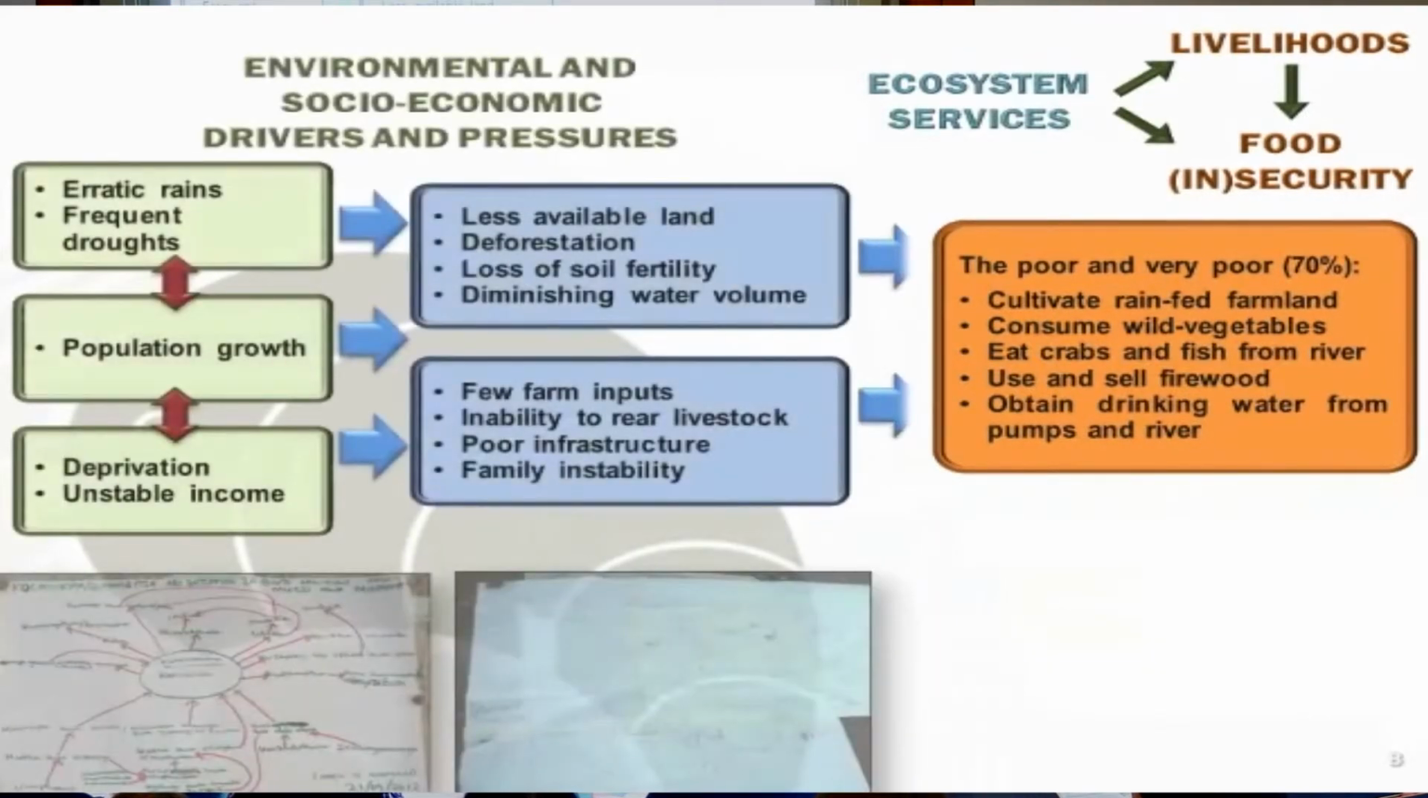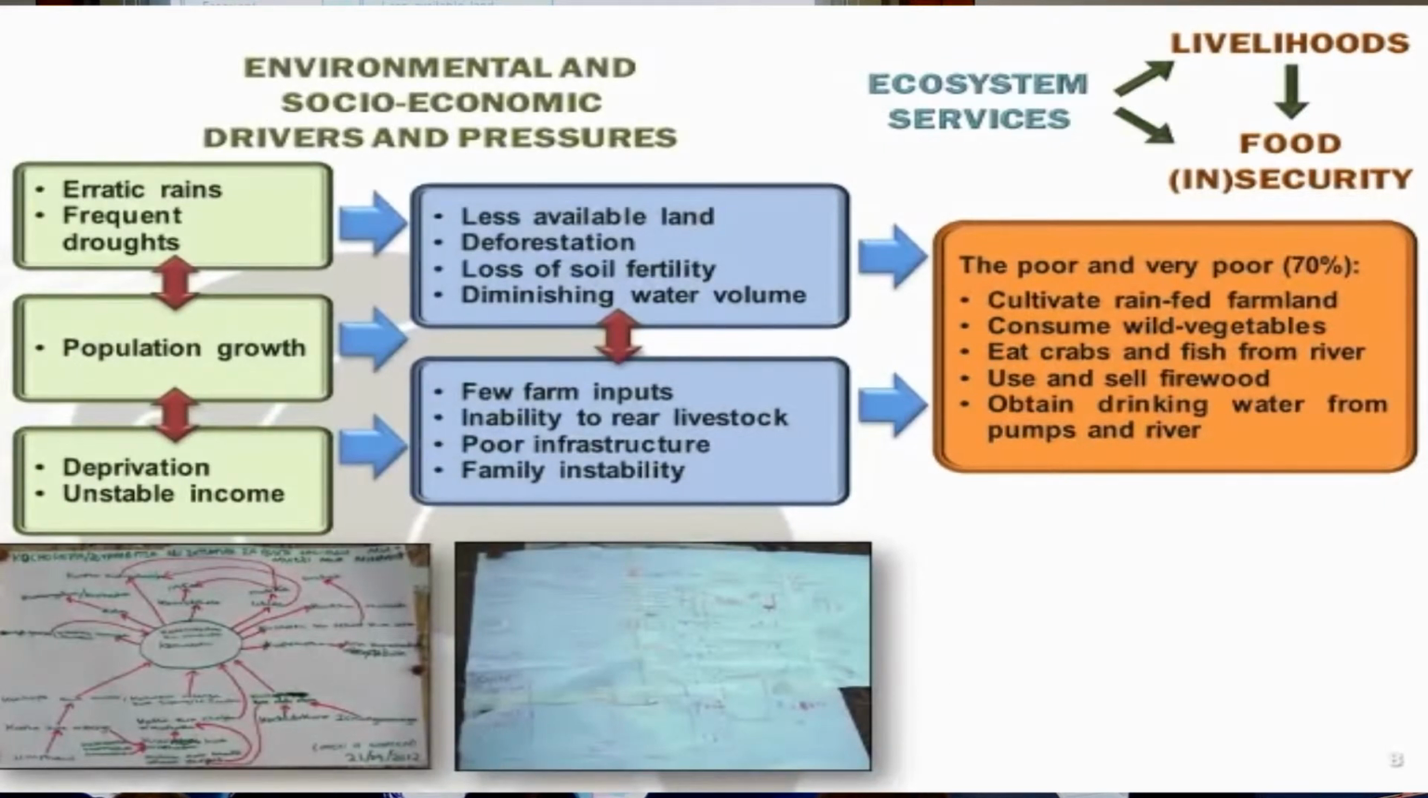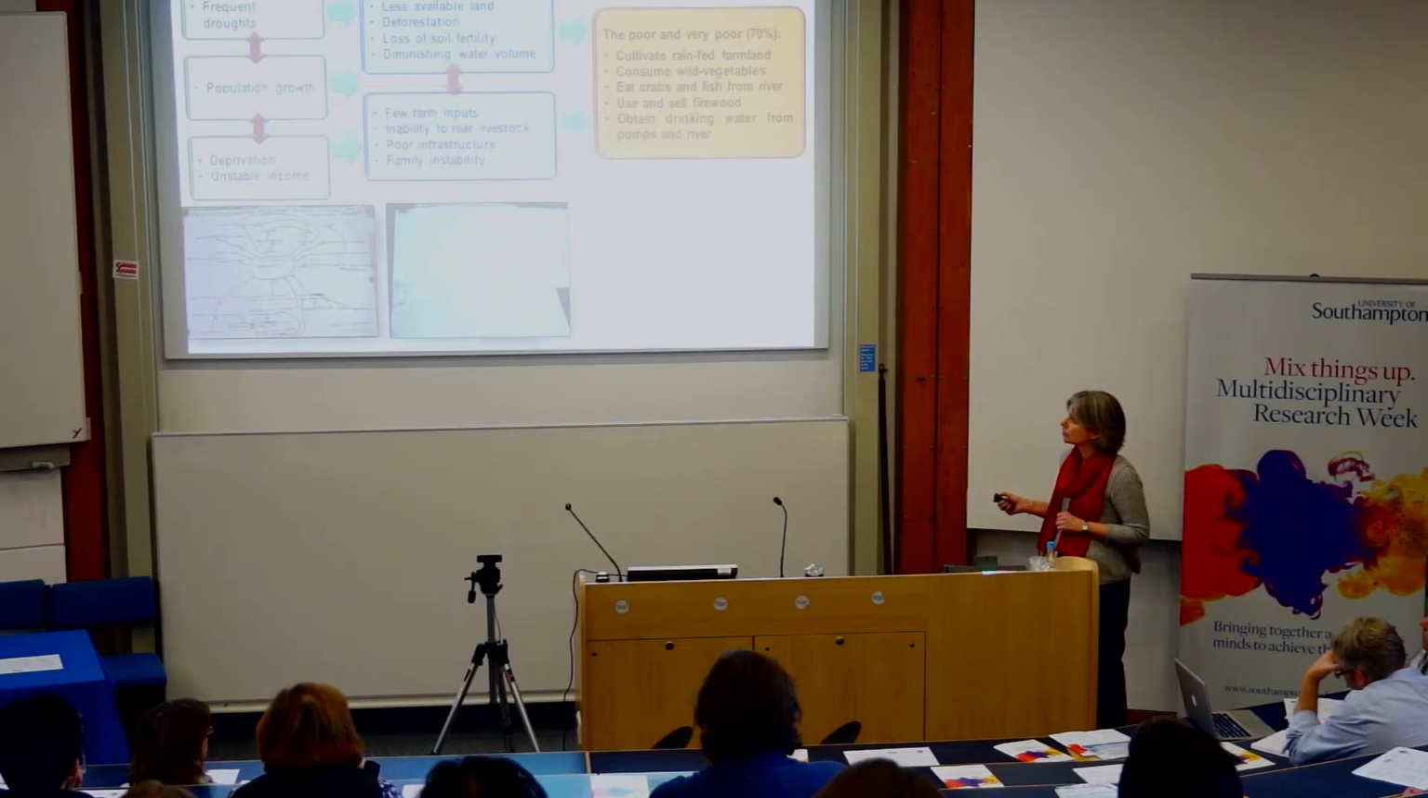They're very much under pressure from environmental and socioeconomic drivers. They recognize both being important. So we have the population growth, but you also have the erratic rains and changing climate, which just makes things much harder. There's less available land, there's no room to spread out, no possibility of rotating land because there's no spare land available. There's very few farm inputs for livestock, for example.